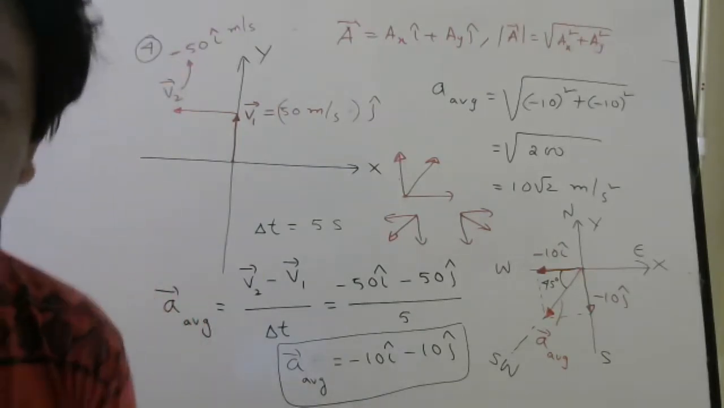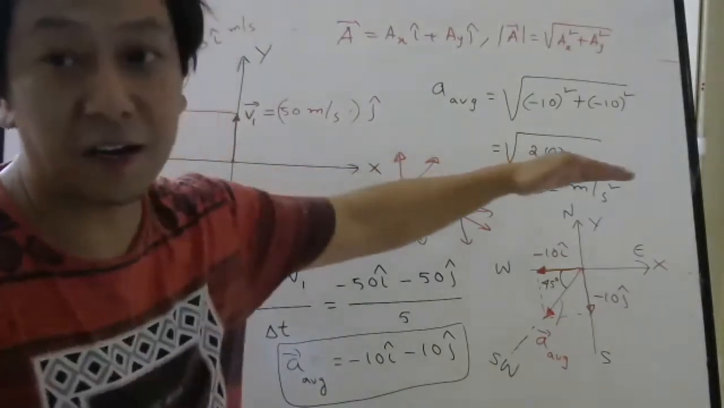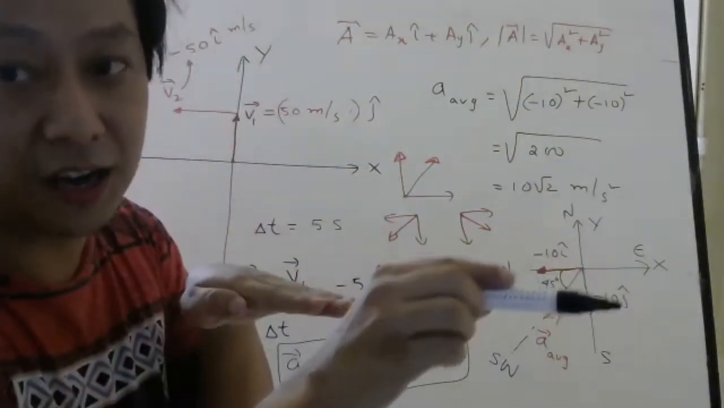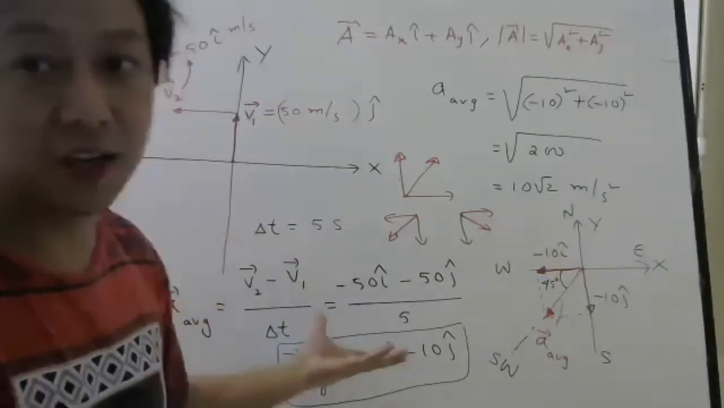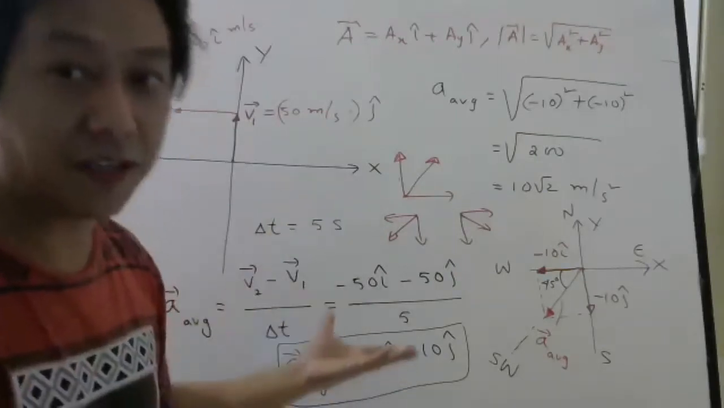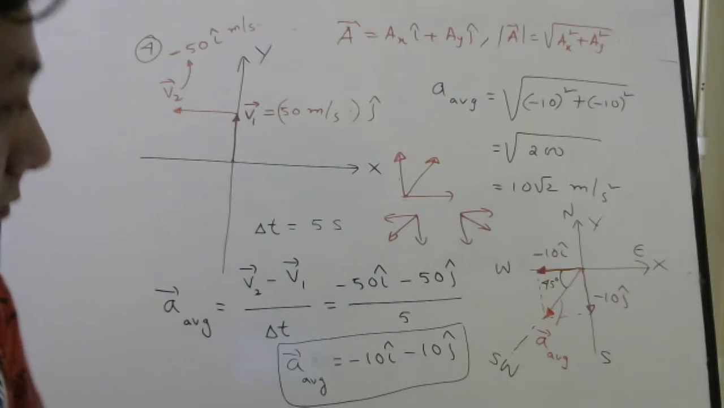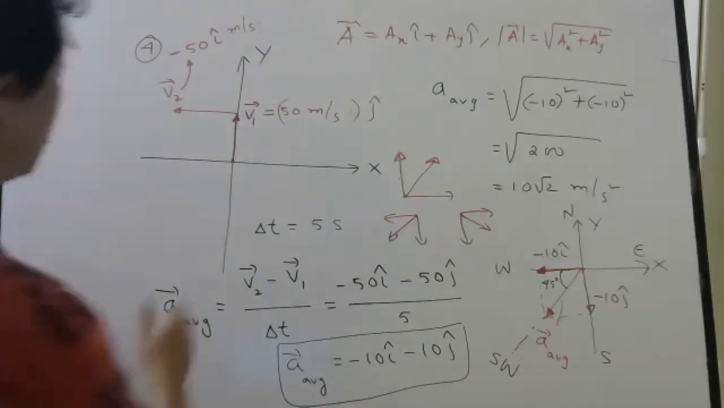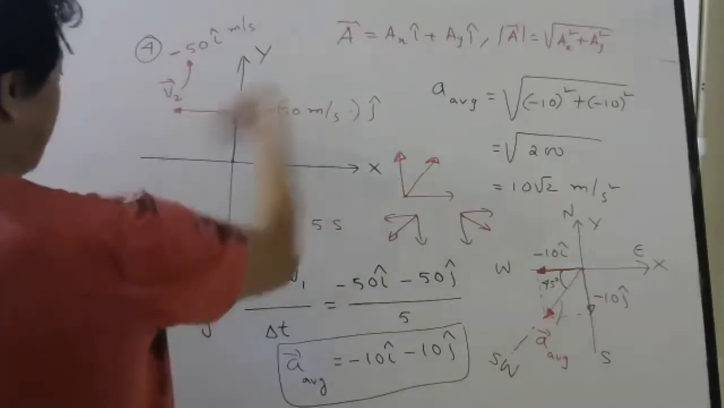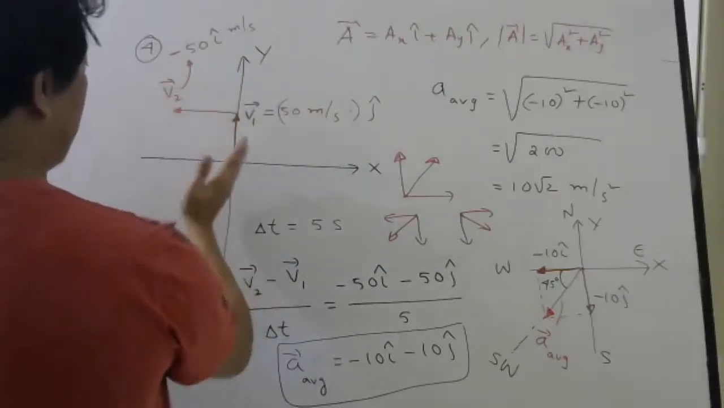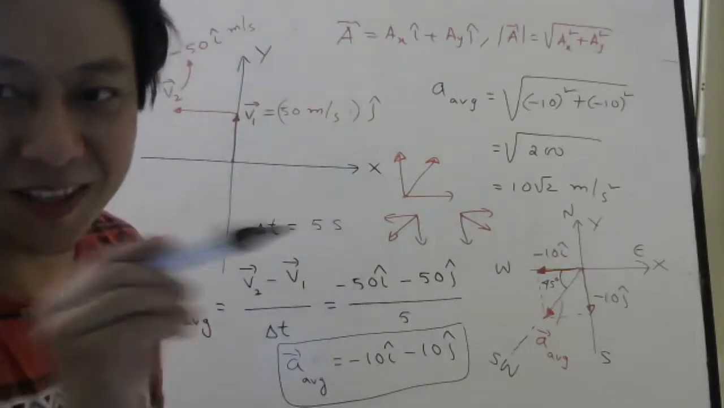So I think all of you understood how to find acceleration if it is not in a straight line. If the motion is not in a straight line, then average acceleration should be found using vector knowledge. So it is very clear that to turn this way, you need acceleration this side. To turn this way, you need acceleration this side.